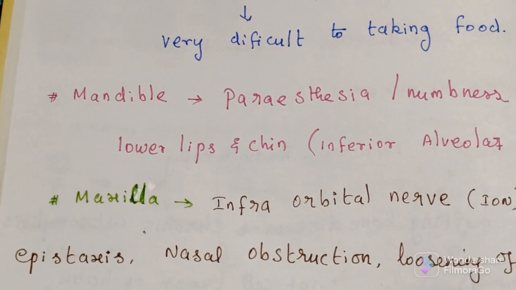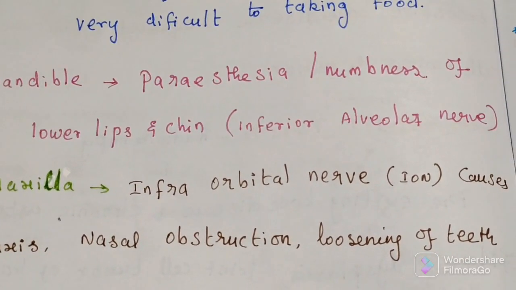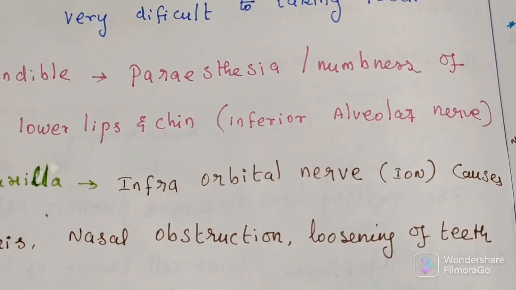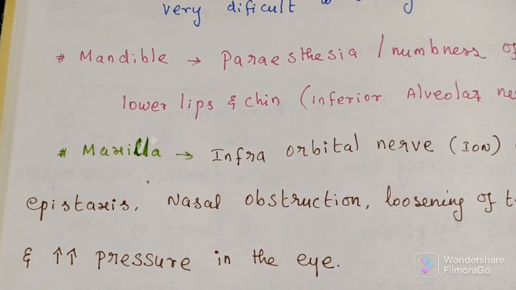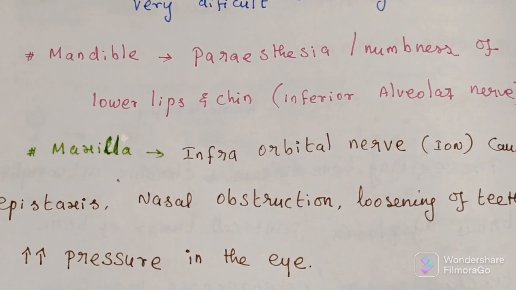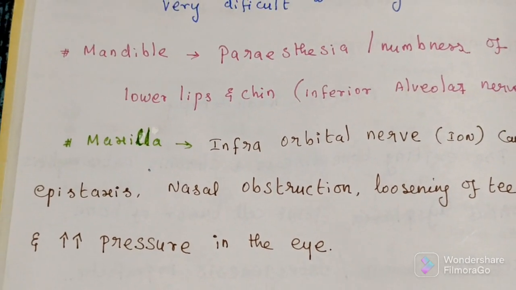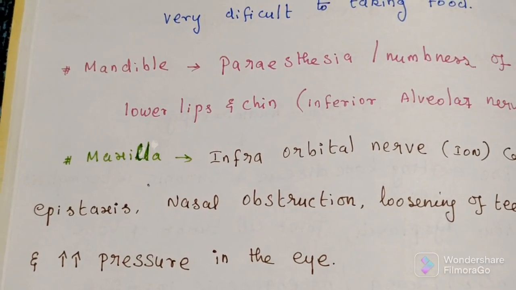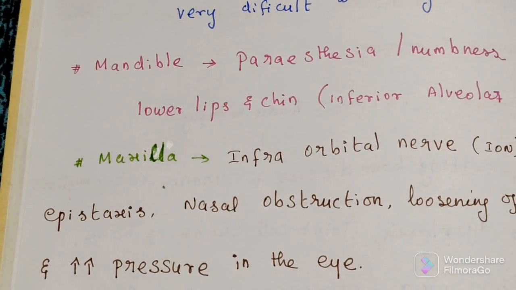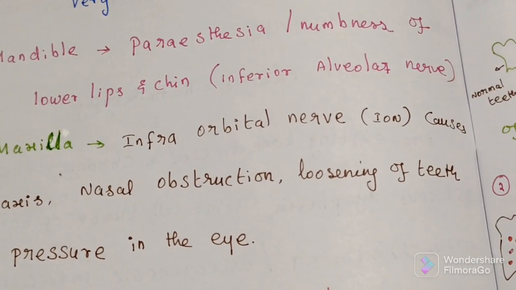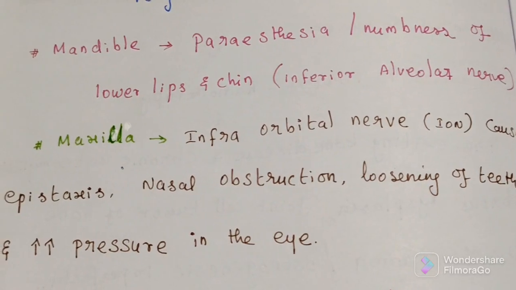Next, maxilla. We see paresthesia of the infraorbital nerve, which will cause epistaxis, nasal obstruction. There can be loosening of teeth and increased pressure in the eyes. In this maxilla, we can see this in the infraorbital nerve. It causes epistaxis, nasal obstruction and loosening of teeth, and can increase pressure in the eyes.